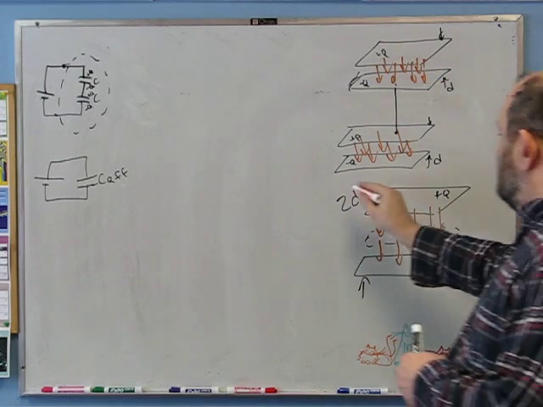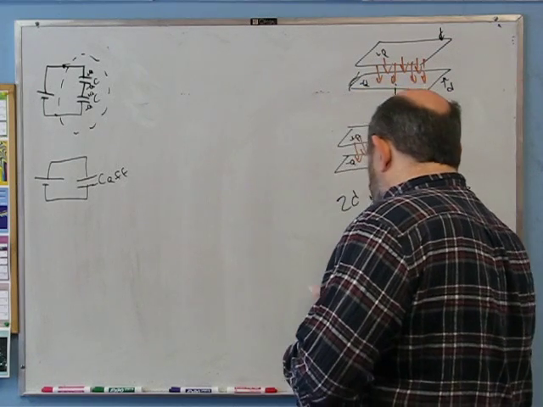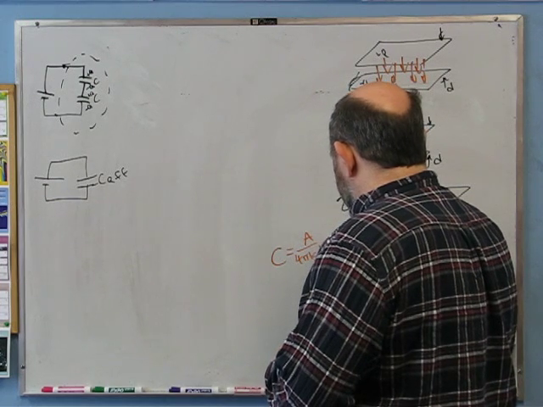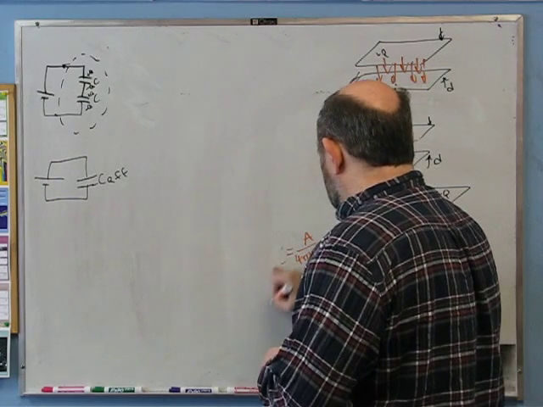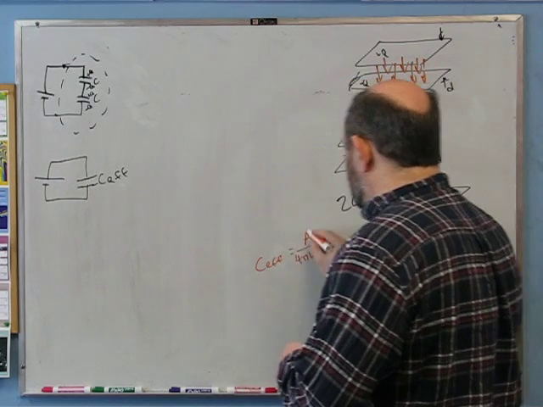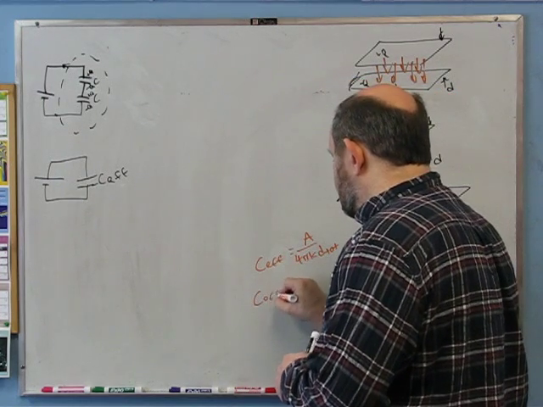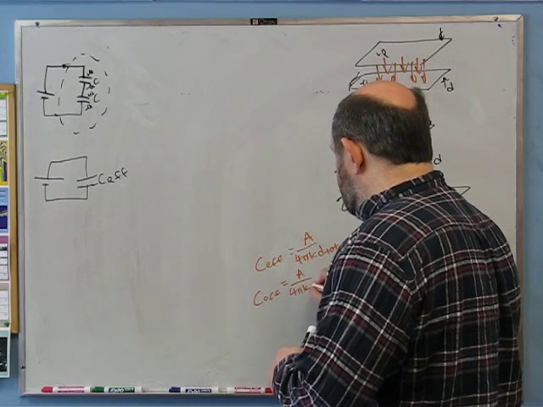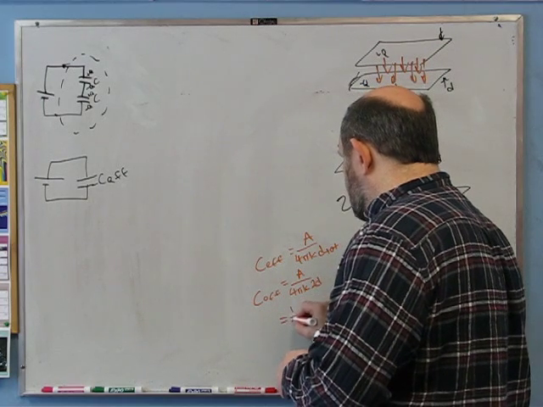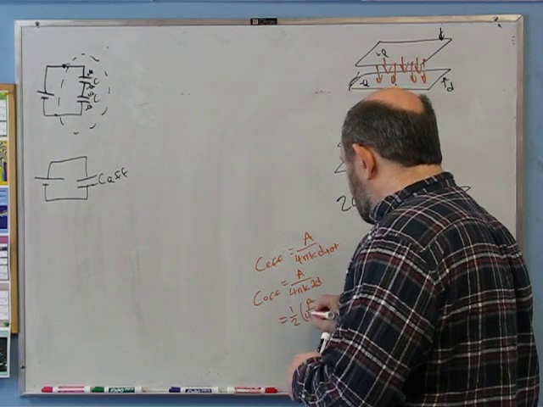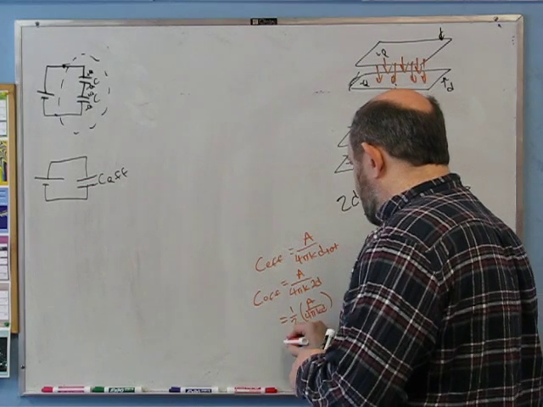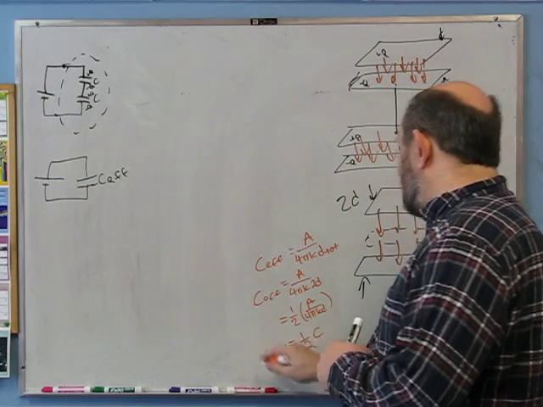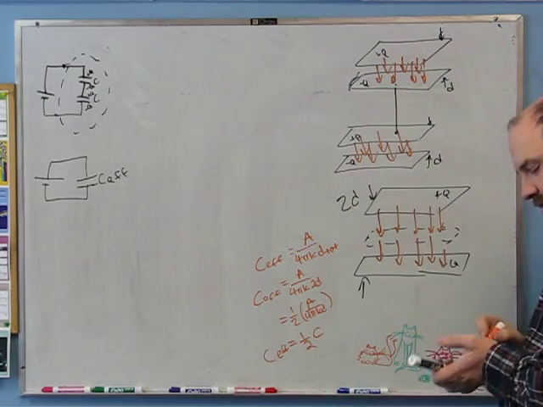Now, knowing that there's 2D, and we know that the capacitance of a parallel plate capacitor is A over 4 pi k D, I'll say D total here. Then C effective is A over 4 pi k D total, which in this case is 2D, which I could write as one half of A over 4 pi k D. And hey, look, that's the capacitance of one of these. So the effective capacitance we expect from thinking about it this way is one half the capacitance of one capacitor.